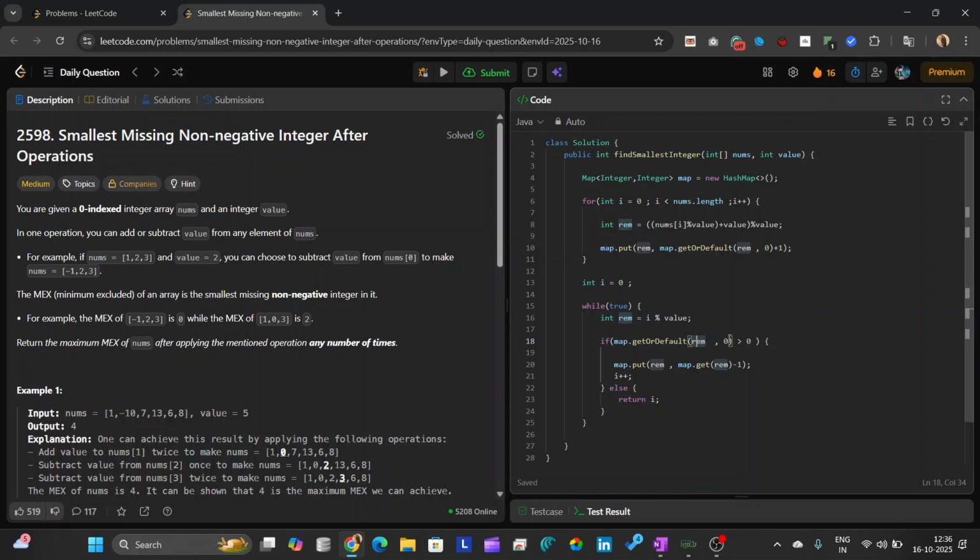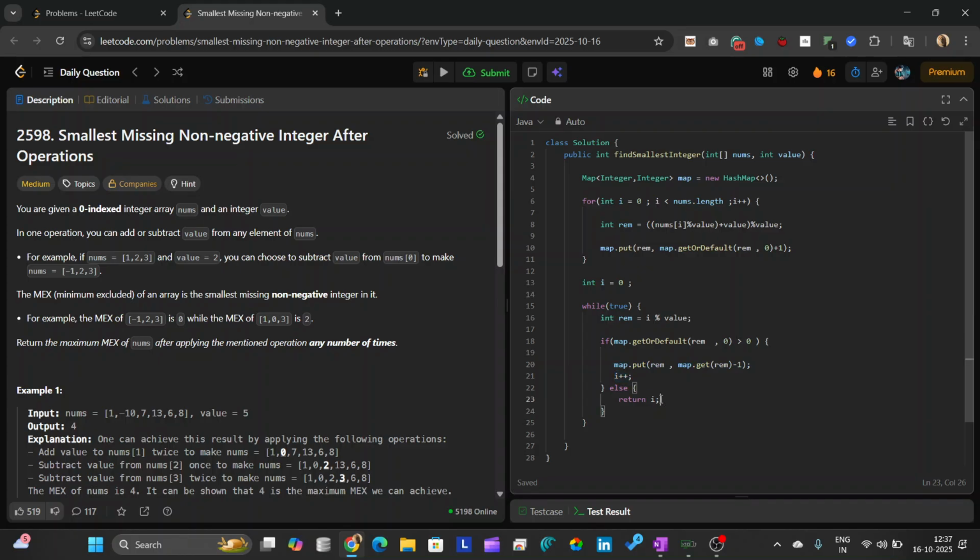In case any remainder value has zero frequency, there is no need to enter this; instantly return, because this I is our answer. Otherwise, if the frequency is more than 0, we decrease the frequency by 1 and again I plus plus.